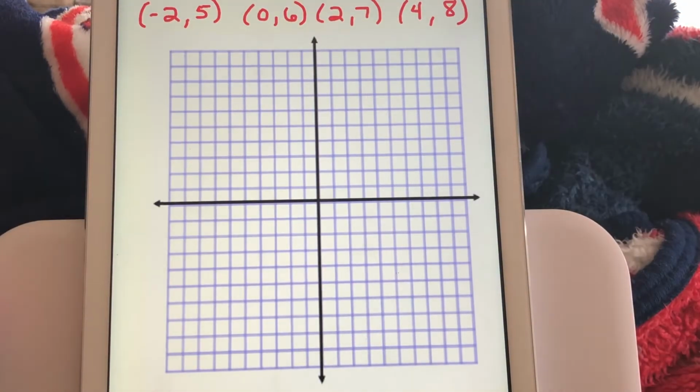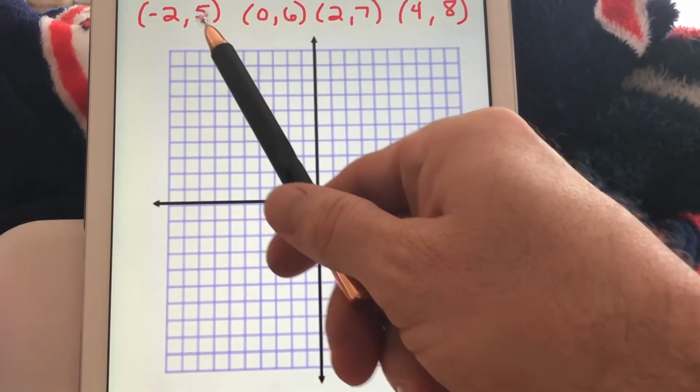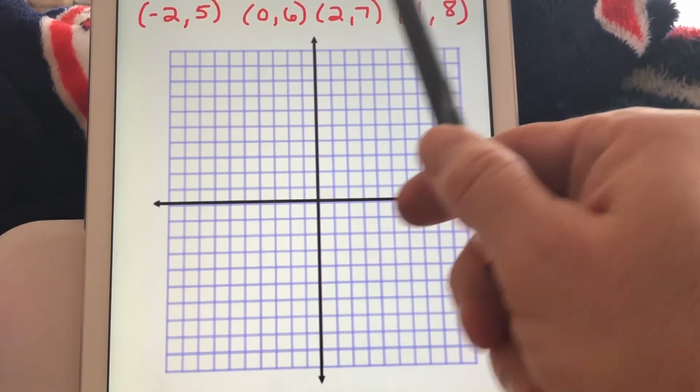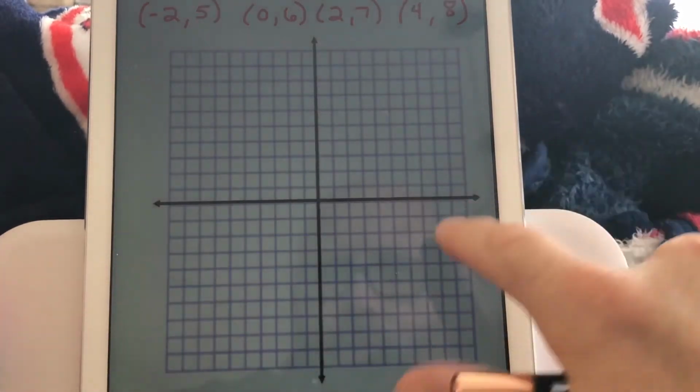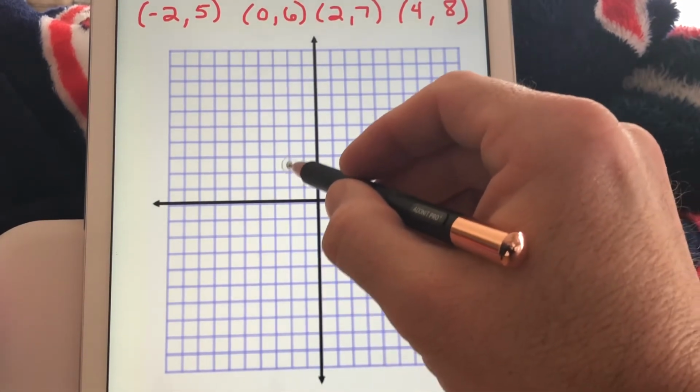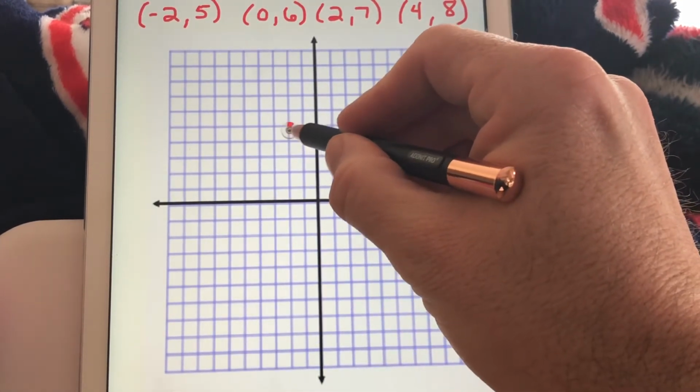So the graph of the function in number 3, the function y equals 1/2 x plus 6. The domain was -2, 0, 2, and 4, so that gave us a set of ordered pairs: -2, 5, 0, 6, 2, 7, and 4, 8. So -2, 5. We're going to go left 2 and then up 1, 2, 3, 4, 5. We're going to put a point there.